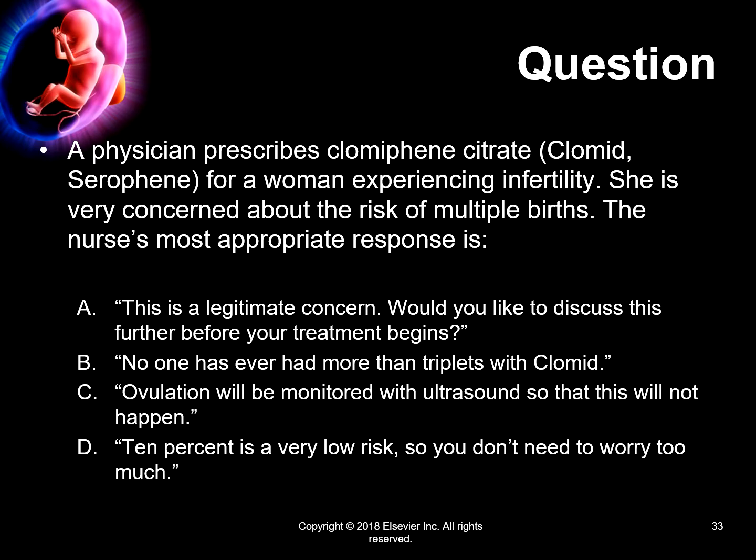The nurse's most appropriate response is: A, this is a legitimate concern. Would you like to discuss this further before your treatment begins? B, no one has ever had more than triplets with Clomid. C, ovulation will be monitored with ultrasound so that this will not happen. D, 10% is very low risk, so you don't need to worry too much.